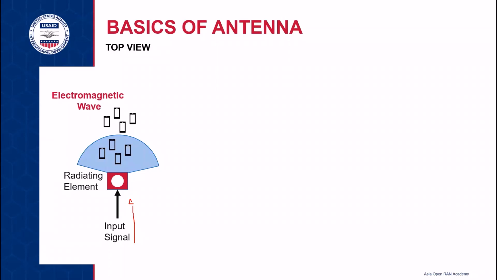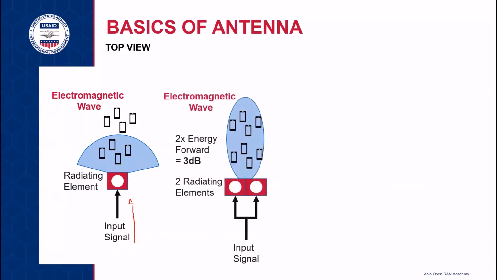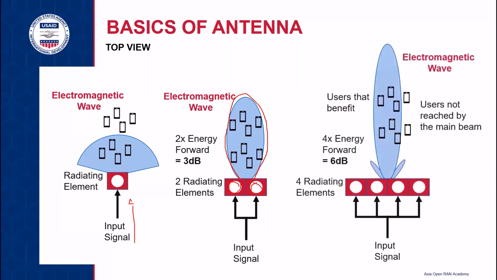Yan, or electromagnetic wave. So, habang dinadagdagan natin yung ating radiating element, no? Yung radiating elements natin, mas nagiging narrower yung beam natin. Okay? And then kapag nagdagdag pa tayo ng 4, no, na radiating elements, mas nagiging narrower yung beam natin. And then mas tumataas yung gain natin. Okay? So ganito yung nangyayari sa antenna natin.